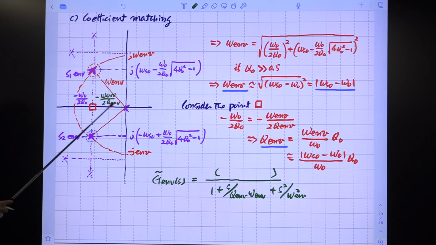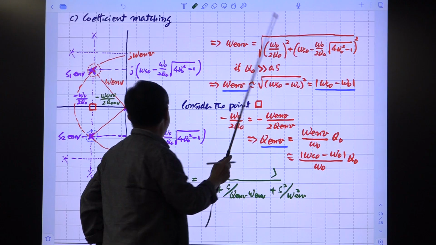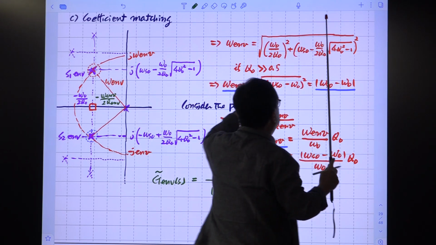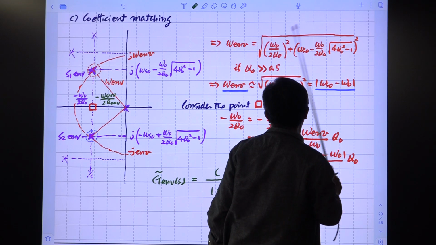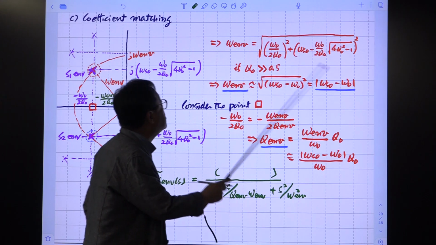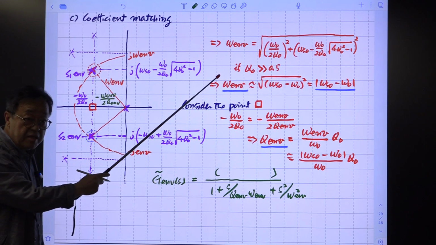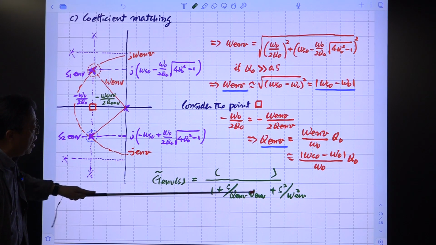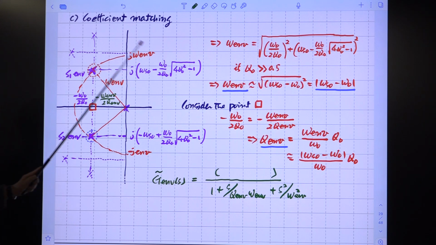So this x minus real x coordinate is this one. So you have this one squared, and this is the length from here to this point, which is this one, squared, and the square root of that is omega ENV. All right. So if you find out this omega ENV, then that omega ENV will generate one pole here and another pole here. Okay.